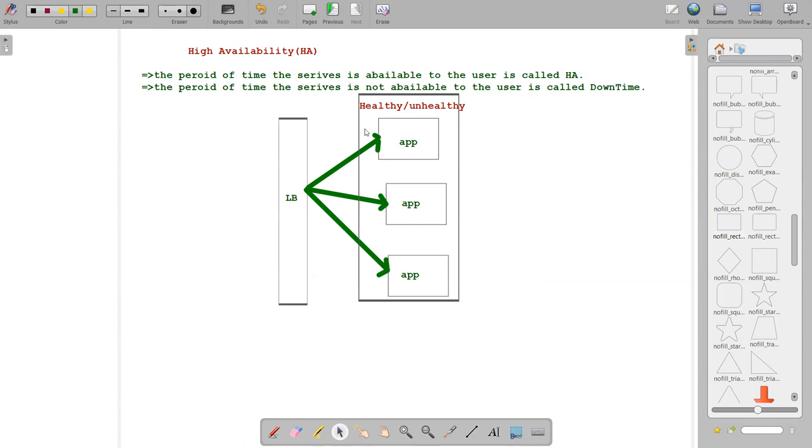Suppose the server is healthy and gives a response of 200. The load balancer easily identifies that it is working perfectly. Then it gives the response to the user. First the user gives the request to the load balancer. The load balancer checks the health. We got 200, so we get a 200 status code.